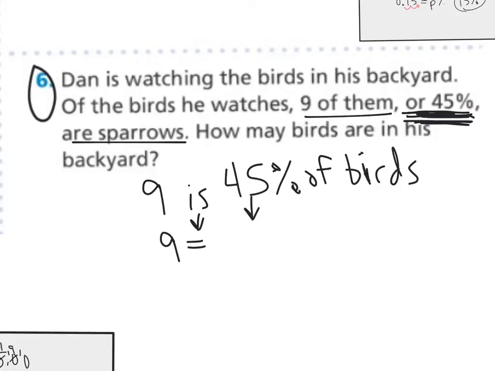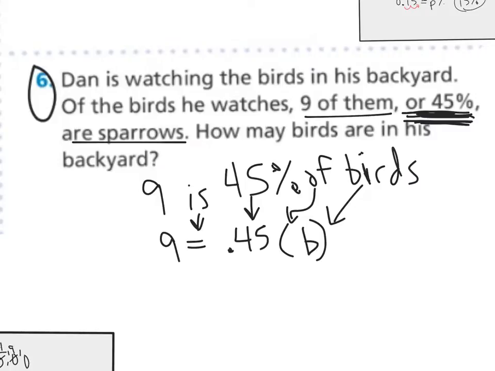Now this time we've been given the percent. If you're given the percent, you can just go ahead and change that to a decimal. And then of means multiply. And then the birds, whatever variable you want to use for that. I'm just going to use B for birds. Or if you want to do T for total, whatever you want to call it.